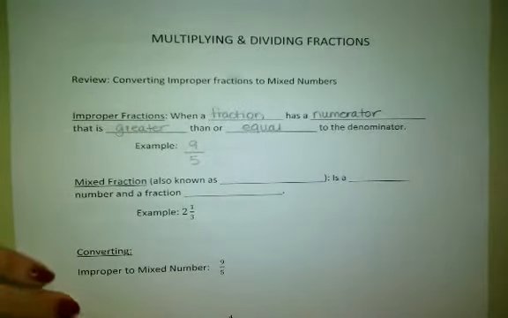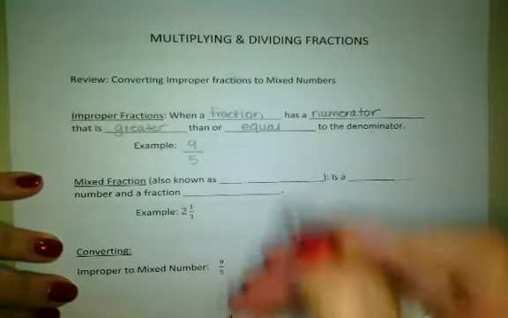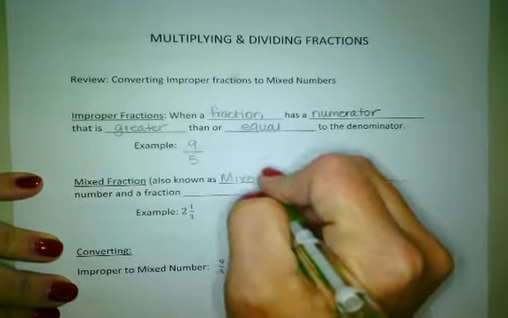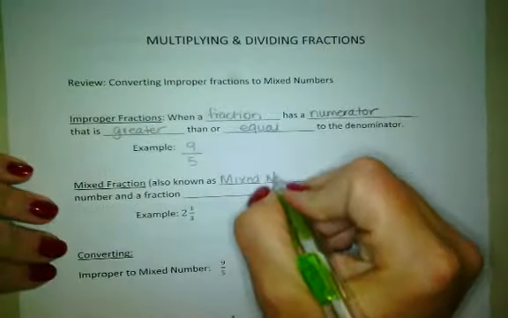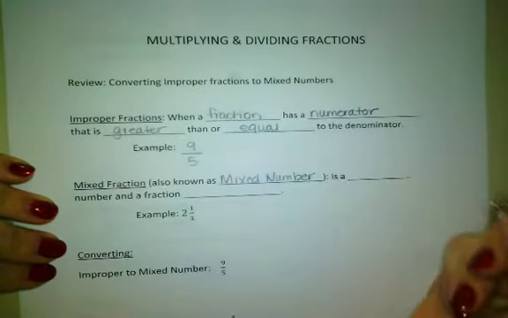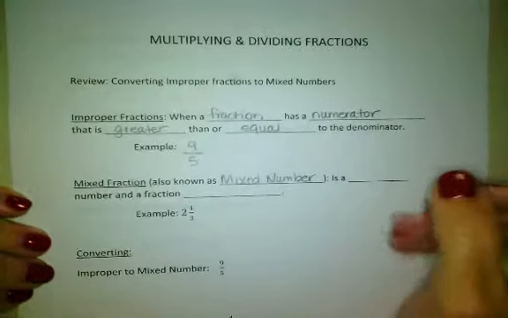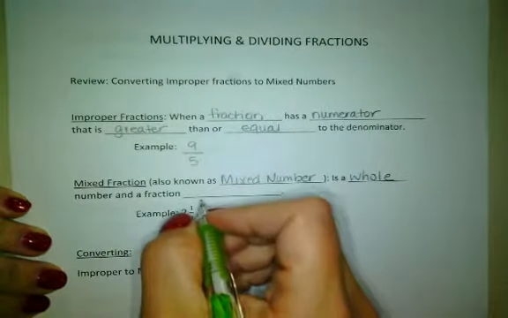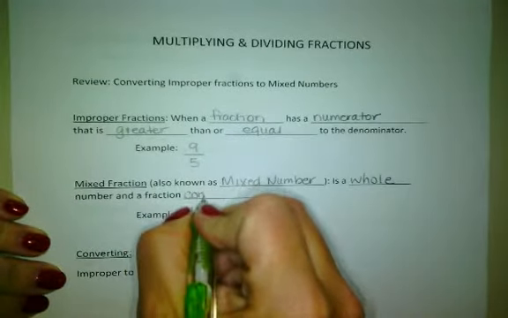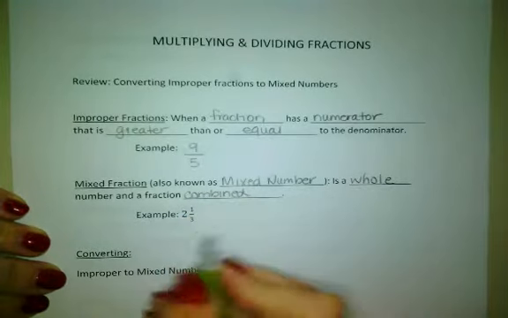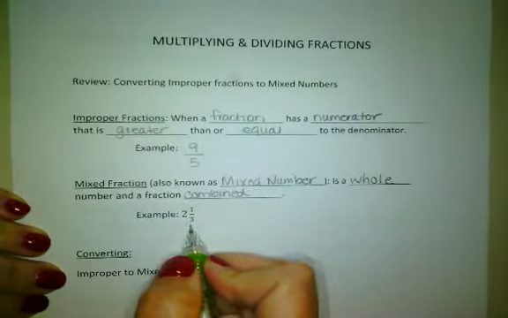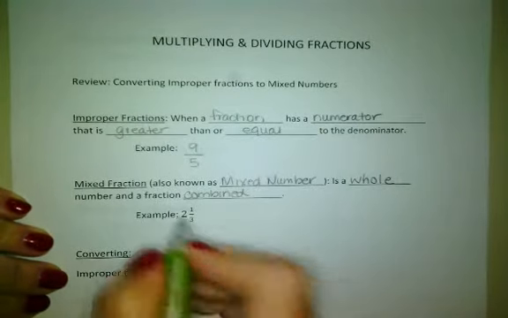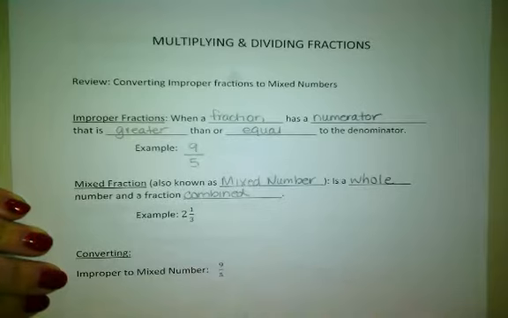Okay, well, what is a mixed fraction? A mixed fraction, just so you know, is also known as a mixed number. It's very important that you know that because you might see it different ways. Okay. So a mixed fraction is also known as a mixed number. It is a whole number and a fraction combined. Like this, 2 1/3. Okay? So this is, of course, your whole number, and this is your fraction.